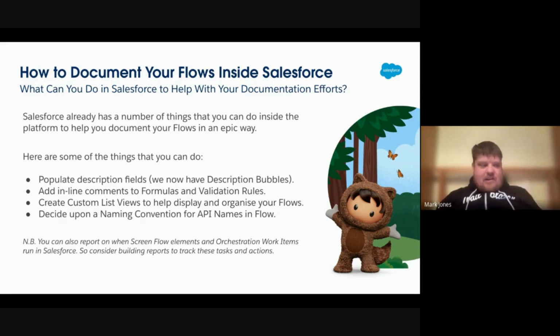And then the last bit I will mention, there is a really good blog about this on Automation Champion about naming conventions. But a really helpful methodology for working with documentation in flows is to decide upon a naming convention for API names in flows and be consistent with it where possible.